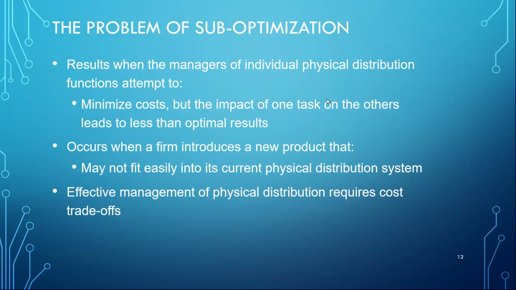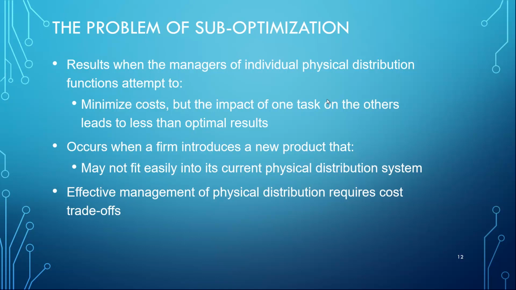Sub-optimization results when the managers of individual physical distribution functions attempt to minimize costs, but the impact of one task on the others leads to less than optimal results. This occurs when a firm introduces a new product that might not fit easily into the current physical distribution system.